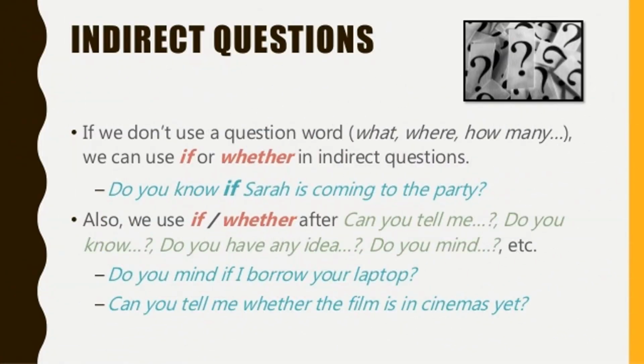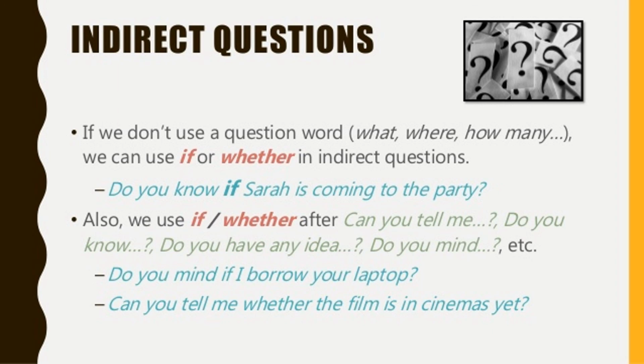What about indirect questions? If we don't use a question word like what, where, how many, we can use if or whether in indirect questions. Like what? You can say, do you know if Sarah is coming to the party? Also, we use if or whether after can you tell me, do you know, do you have an idea, do you mind if, like this, etc.